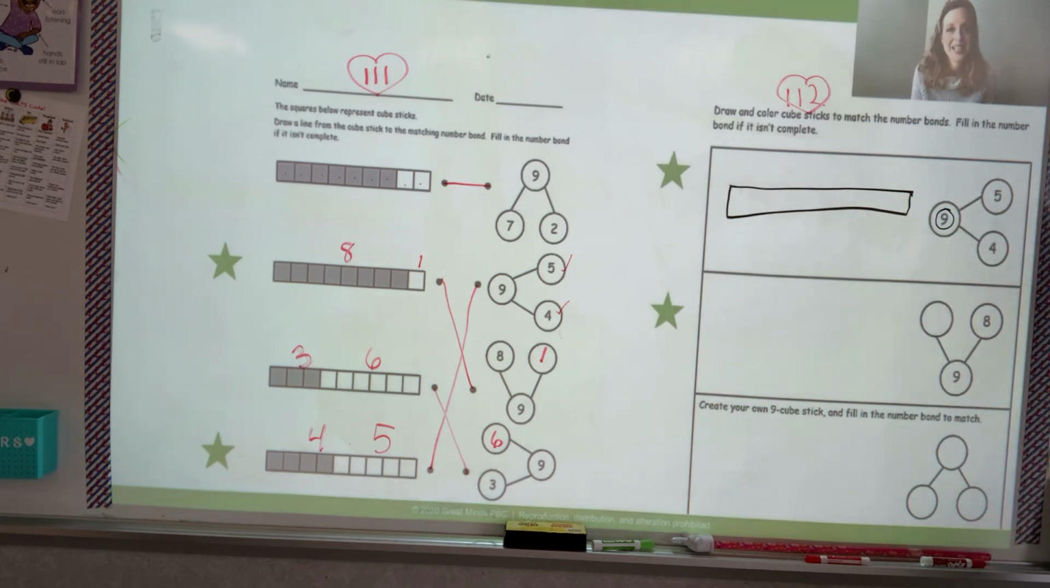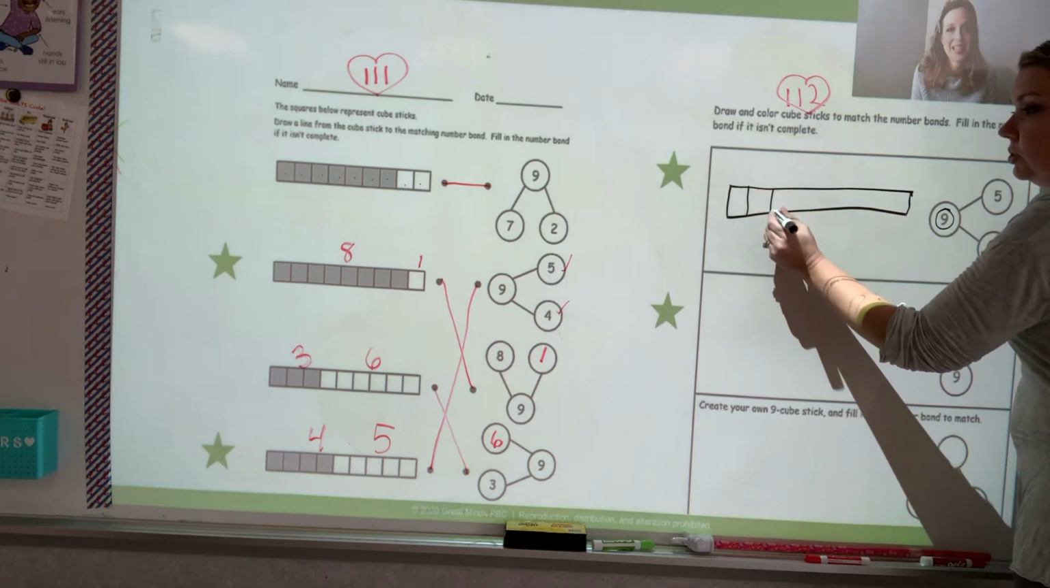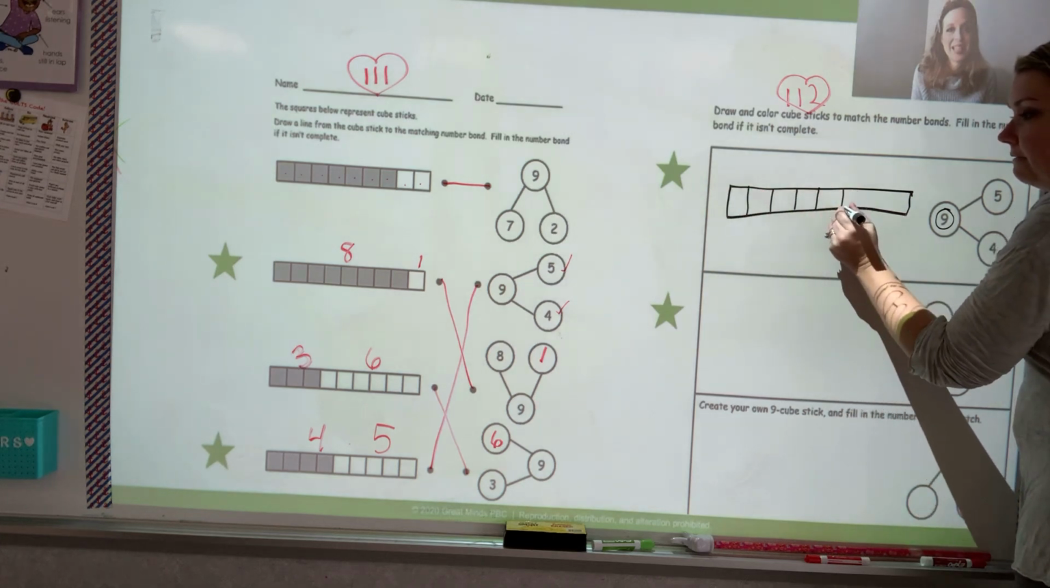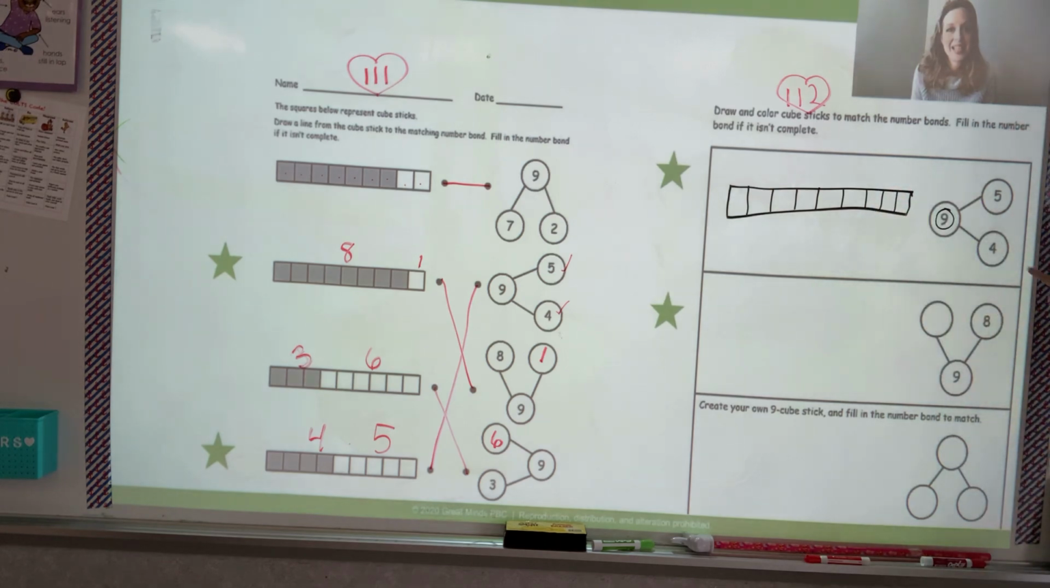Remember, I taught you a shortcut with this. You can draw a rectangle and put 1 less line. So instead of 9, I'm going to put 8. 1, 2, 3, 4, 5, 6, 7, 8. That makes 9 cubes. Now my other 2 parts are 5 and 4.